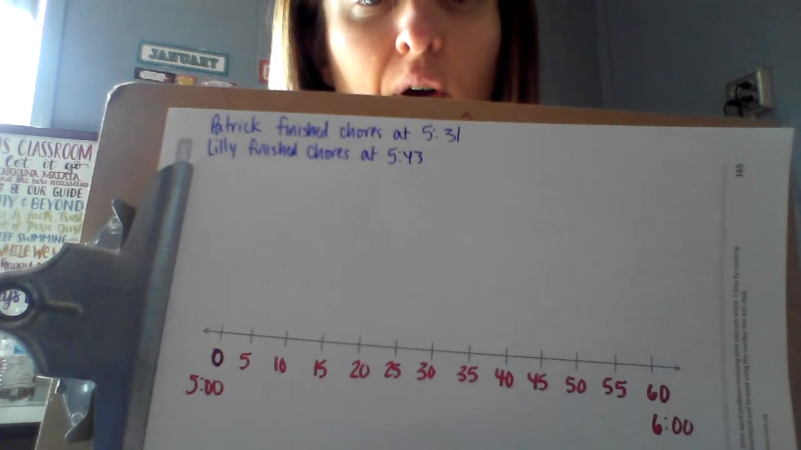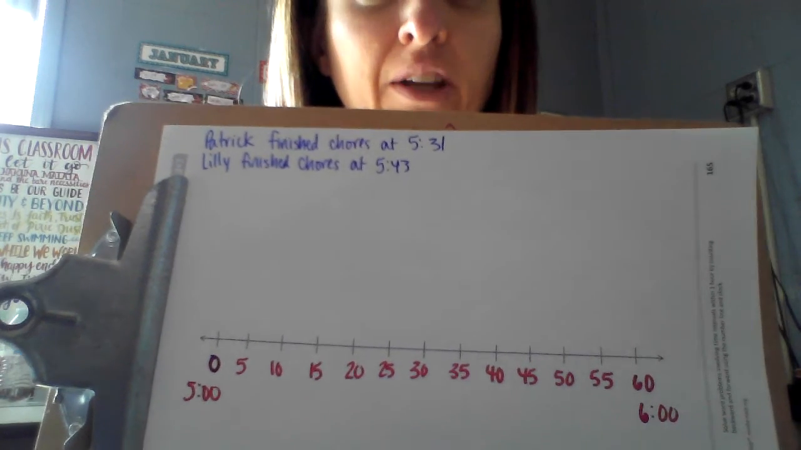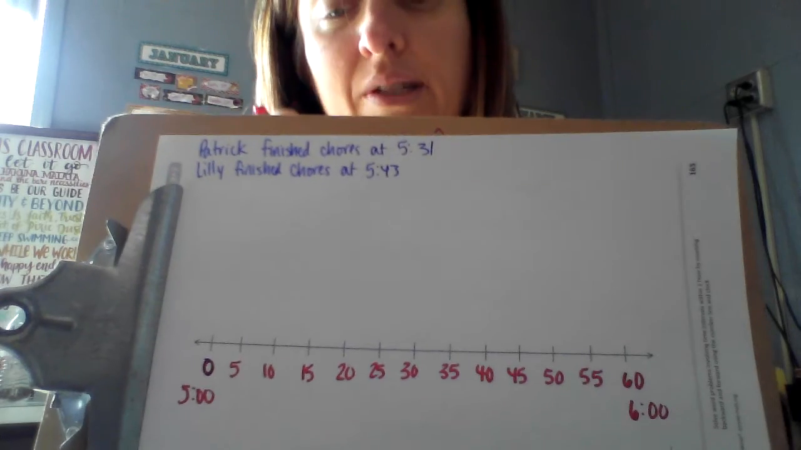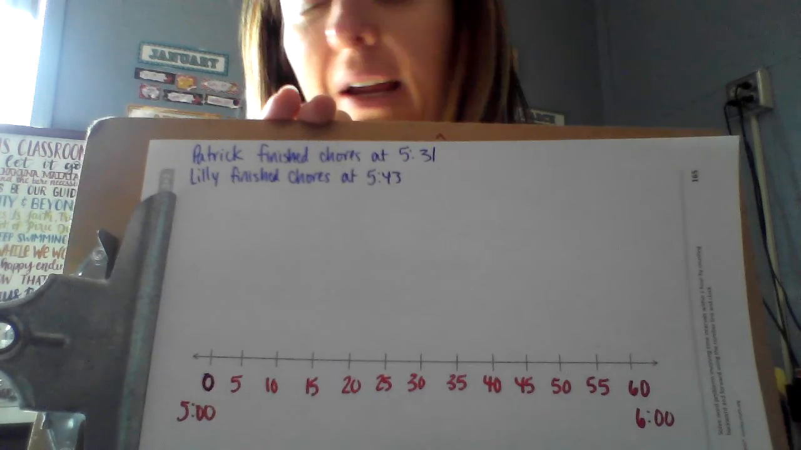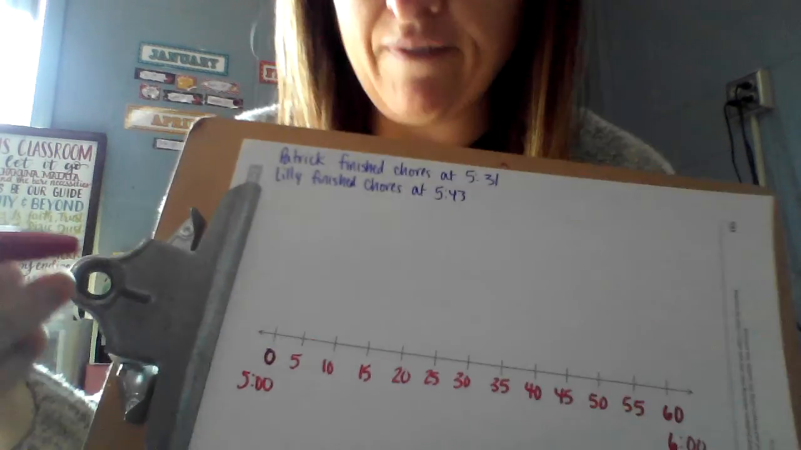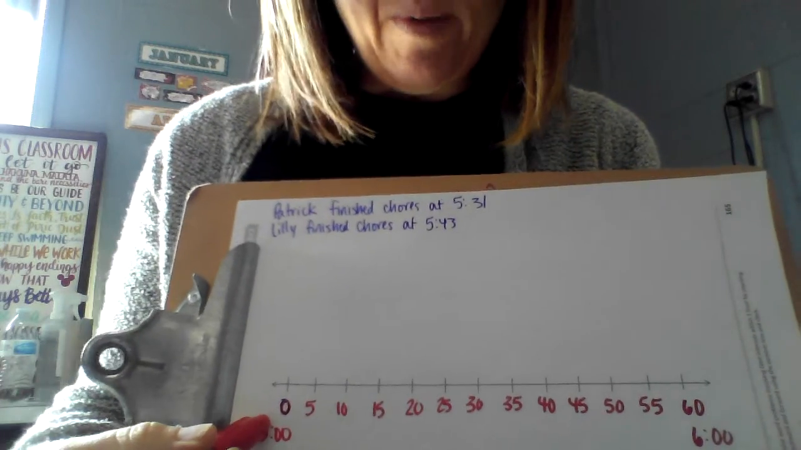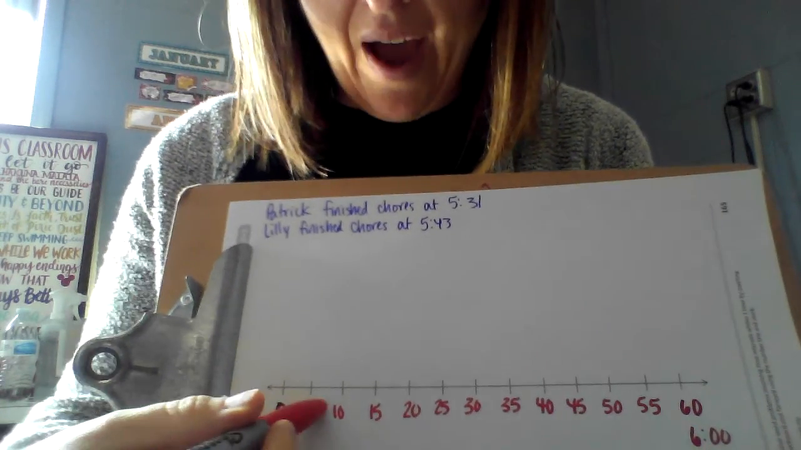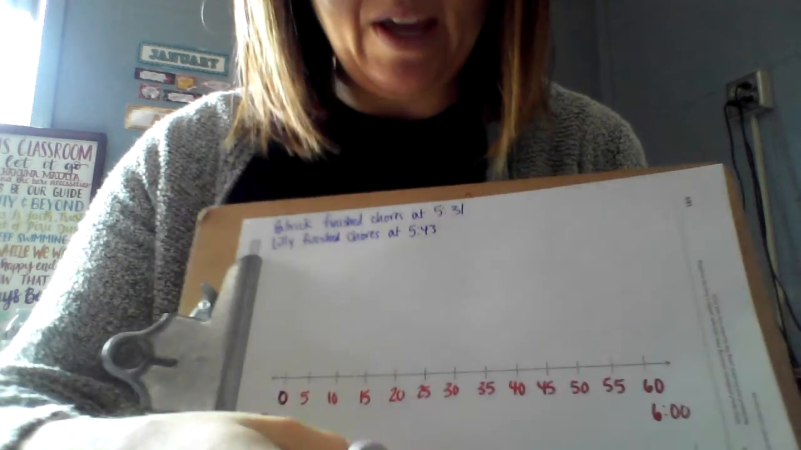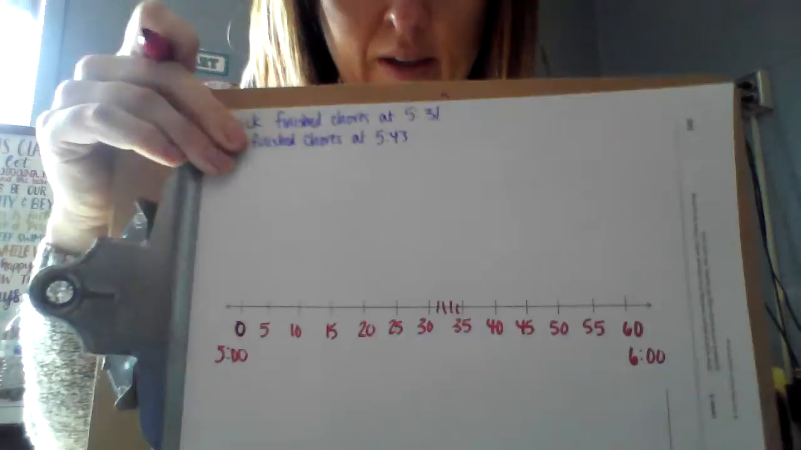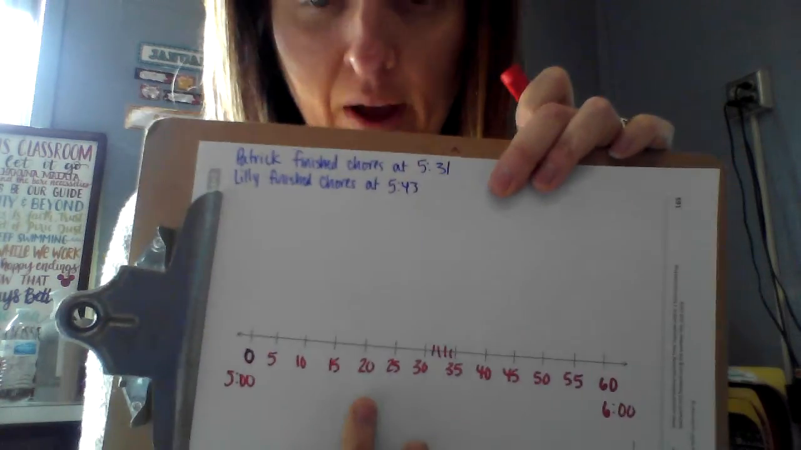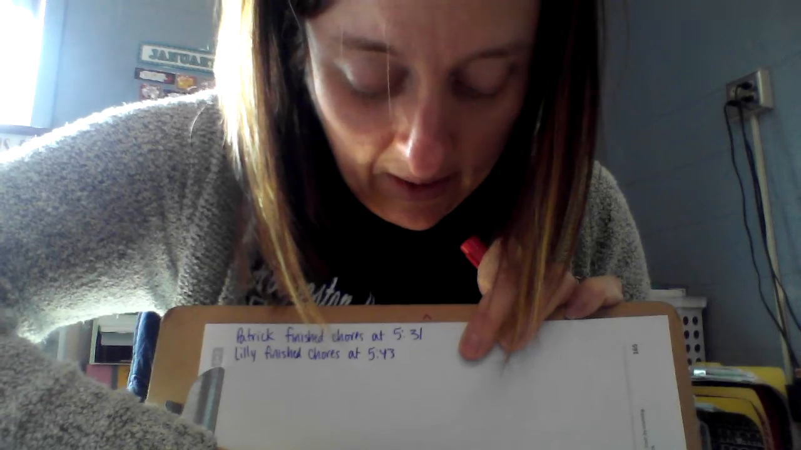So in order to find out how much longer it took Lily than Patrick, I need to start by plotting their points onto the number line. So I need to find 5:31, and I need to find 5:43, and plot their times. To find 5:31, remember we start at 5, and I'm going to move my finger and count until I get there. So 5, 10, 15, 20, 25, 30, and then I know I'm going to need some little tick marks for my ones. So when I'm at 30, I add on 4 little marks for my ones, so then I'm at 31. There, I'm going to label that with a P for Patrick.